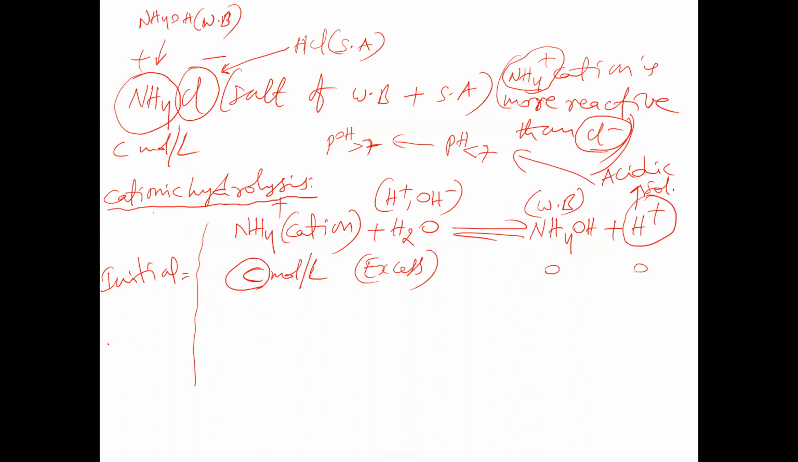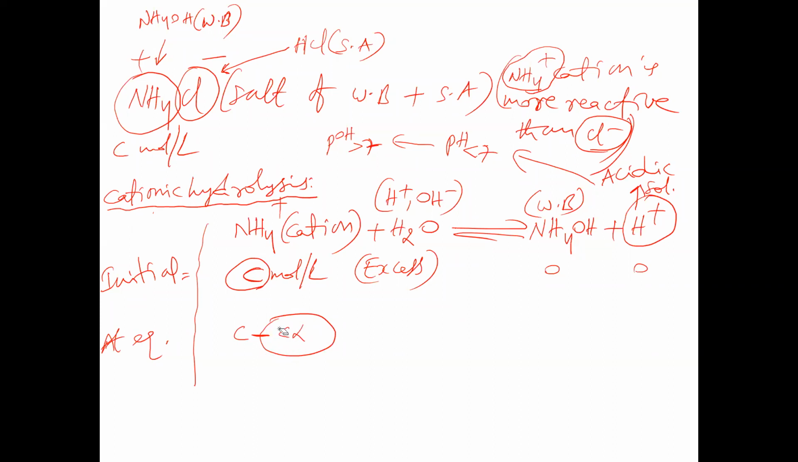Now, what happens at equilibrium? From C, C alpha will be hydrolyzed, meaning it interacts with water. Interaction with water is called hydrolysis. So C alpha of the NH4 plus cation is hydrolyzed. Is that clear?